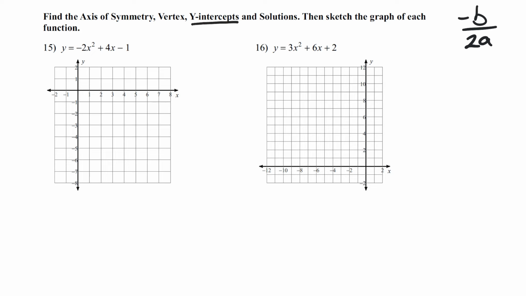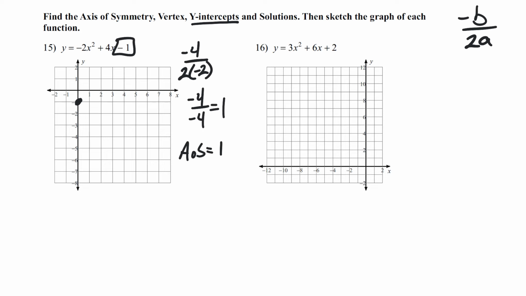One thing we need to know as well, y-intercept is really easy. If it's in standard form, it's the constant value, which is negative 1. But let's try this opposite b, what's negative 4, over 2 times a, which is also negative 2. So we end up with negative 4 divided by negative 4, which is 1. So our axis of symmetry is positive 1.